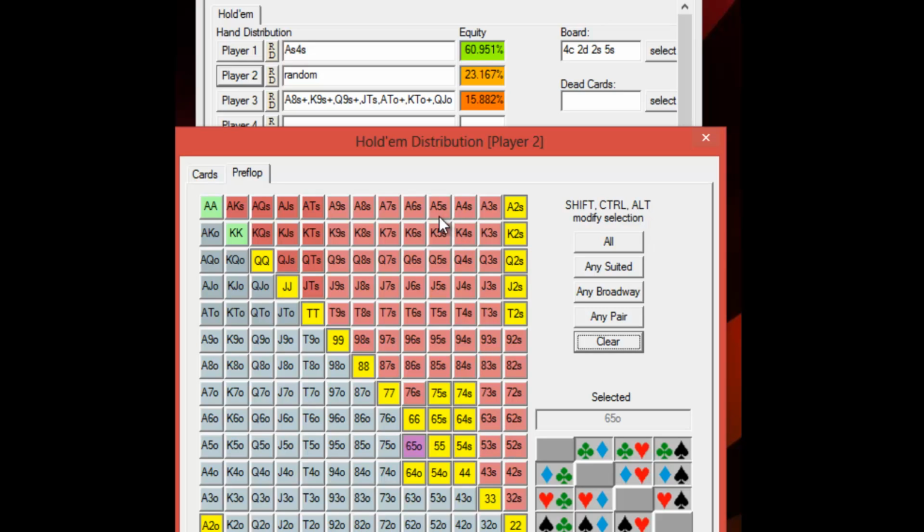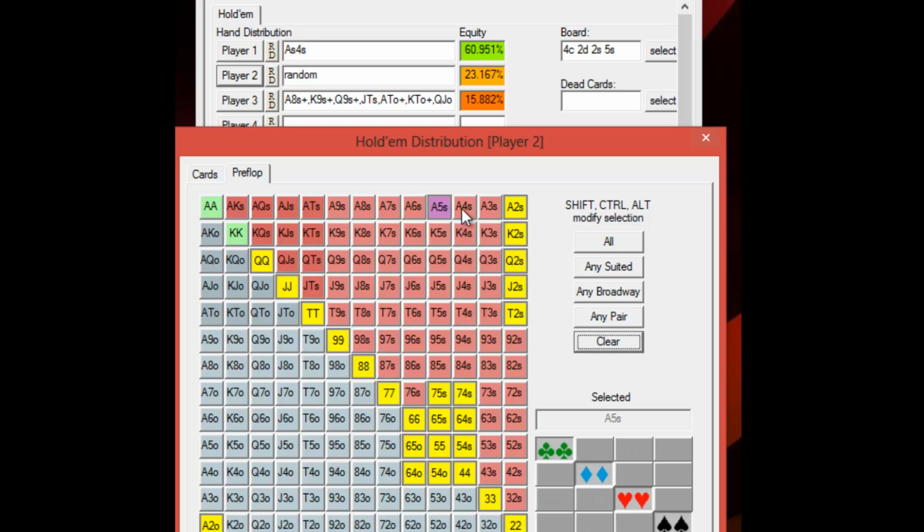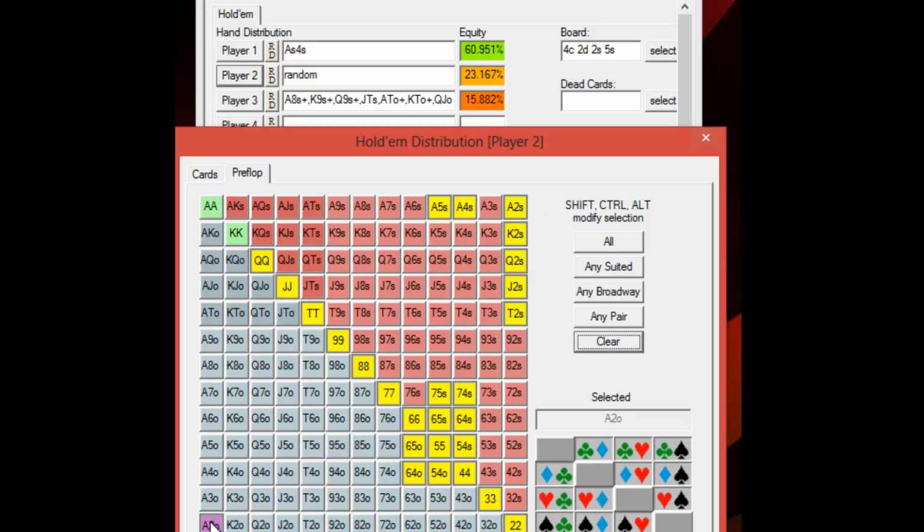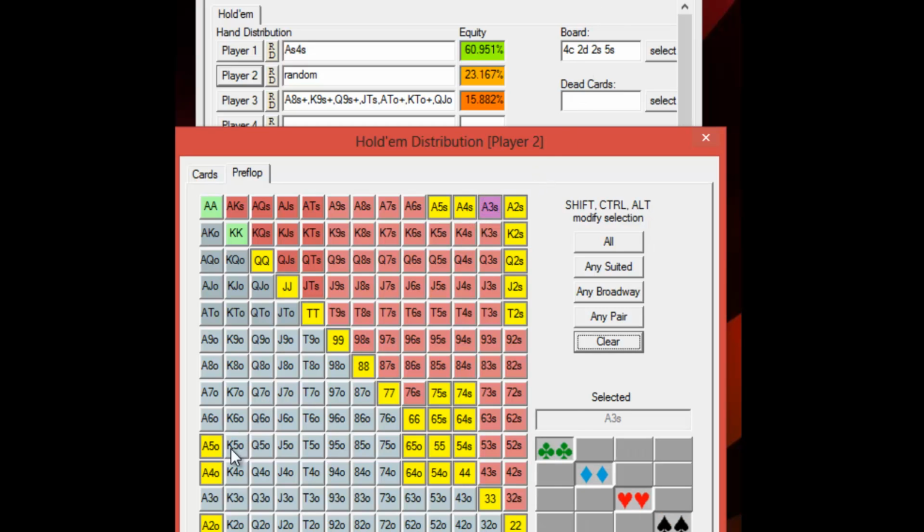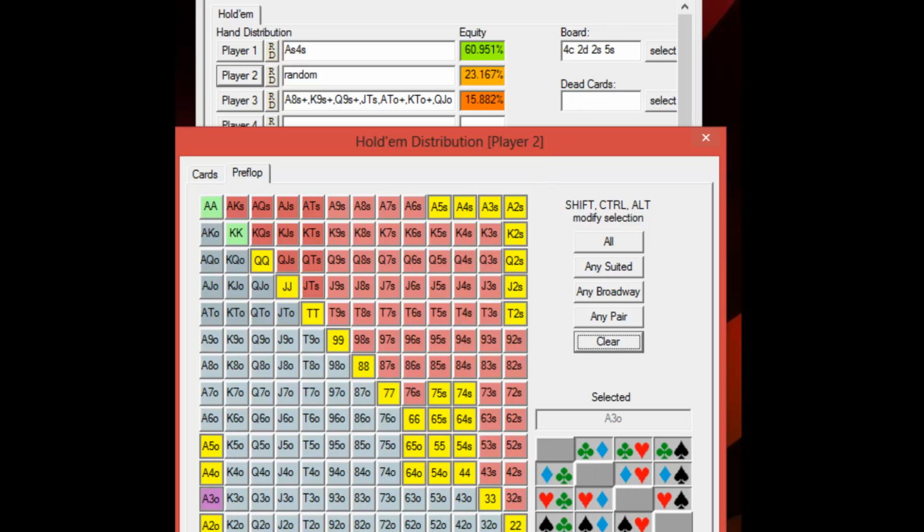Actually, we could put something like Ace 5 and Ace 4 into his range as long as they're suited, because he probably wouldn't have played them unsuited. Actually, no, if we're including Ace 2, we probably need to include Ace 4 and Ace 5. So those are potentials. If he's playing any ace, then he could have those in his range still. And of course, Ace 3 he could be playing with. But that's just about all the hands that would make sense to call here.